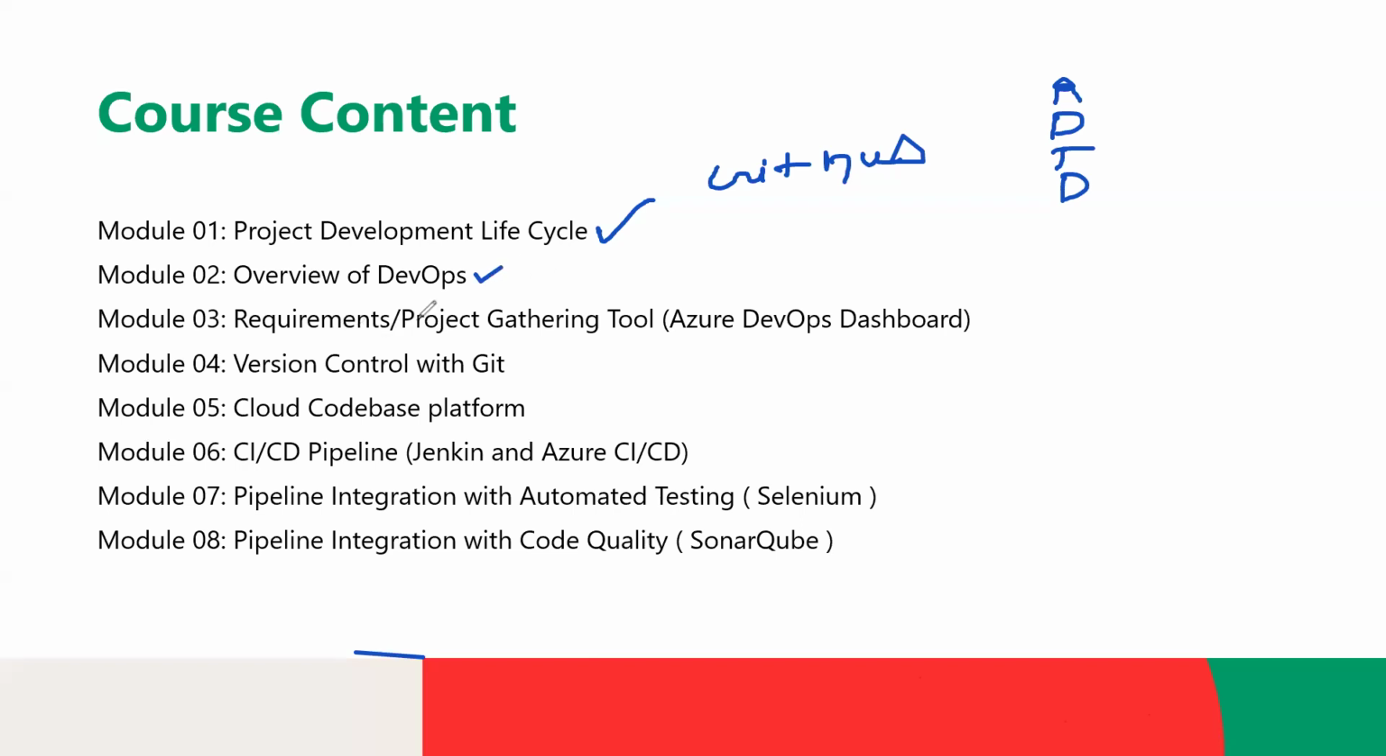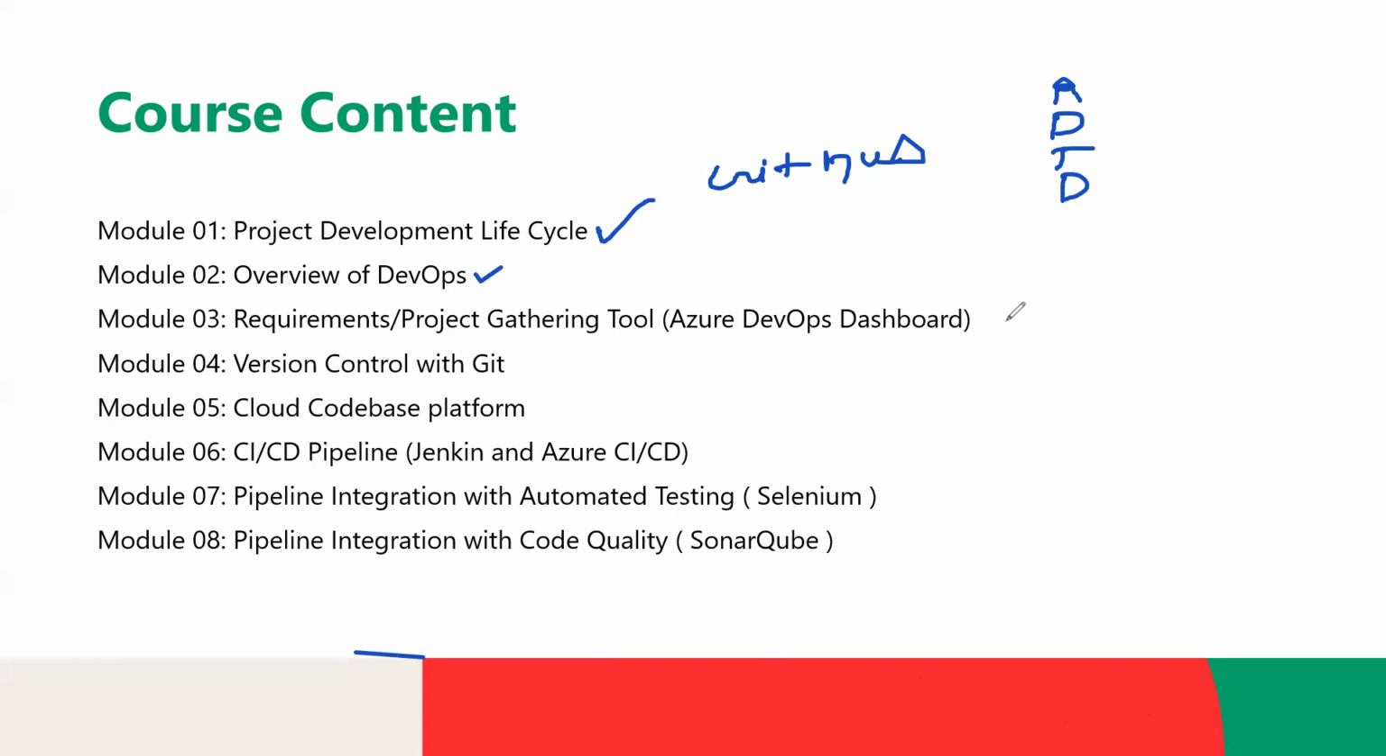Then third thing we will discuss about the requirement and project gathering tool. So here we will discuss about the Azure DevOps dashboard. We will show you the Azure DevOps dashboard and we will show you what all capability we have in this particular dashboard.